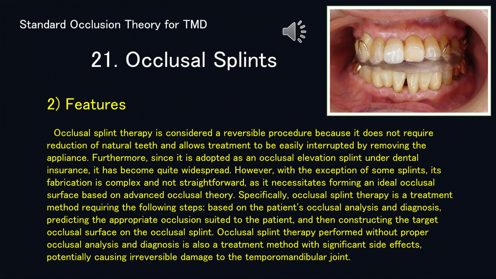Specifically, occlusal splint therapy is a treatment method requiring the following steps. Based on the patient's occlusal analysis and diagnosis, predicting the appropriate occlusion suited to the patient, and then constructing the target occlusal surface on the occlusal splint. Occlusal splint therapy performed without proper occlusal analysis and diagnosis is also a treatment method with significant side effects, potentially causing irreversible damage to the temporomandibular joint.